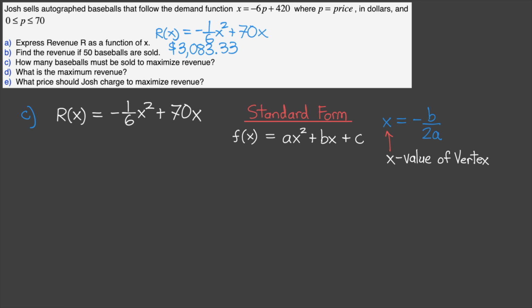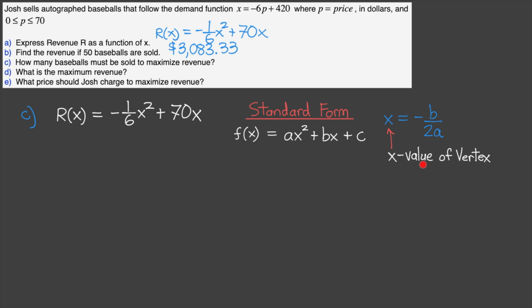To maximize revenue, we're going to want to find the X value of the vertex. We know this is a parabola because it's a quadratic function, and because it's negative here, we know the graph is going downward like that. They're asking us for the X value of this point, the vertex. So we're going to use x equals negative b over 2a to solve for x. We'll write that over here: x equals negative b over 2a.